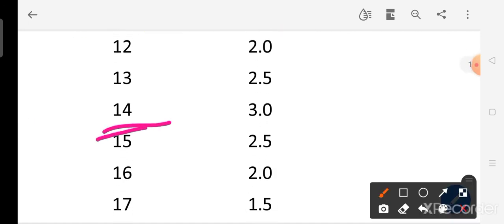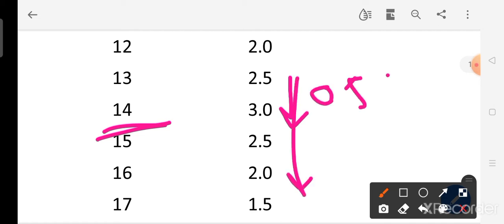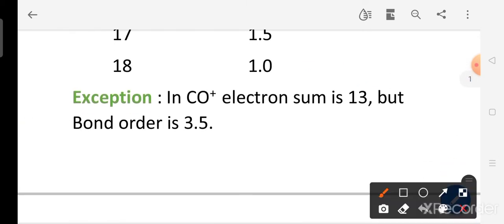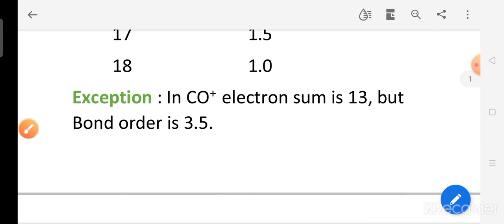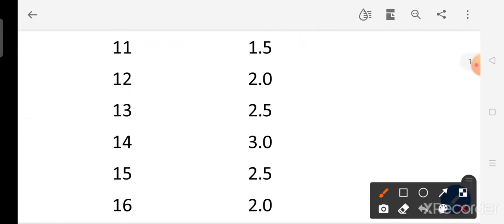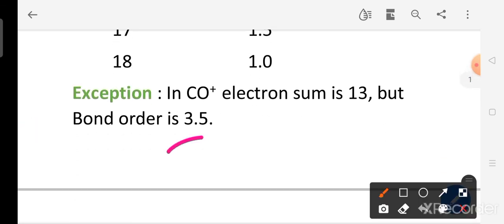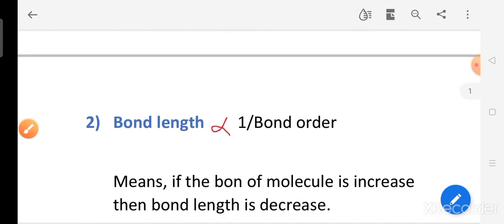So the bond order starts to decrease by 0.5 from electron sum 14. But there is one exception. In CO+, the electron sum is 13, because carbon has 6 electrons and oxygen has 8, minus 1 for the plus 1 charge, so the electron sum is 13. According to 13, this molecule should have a bond order of 2.5, but in actual fact its bond order is 3.5. So this is the exception for bond order.